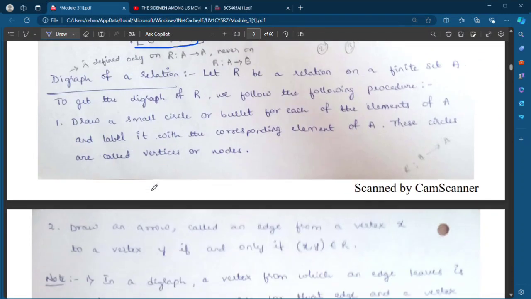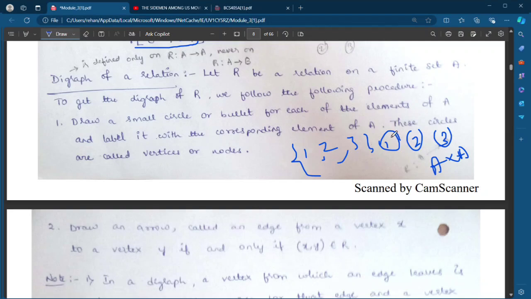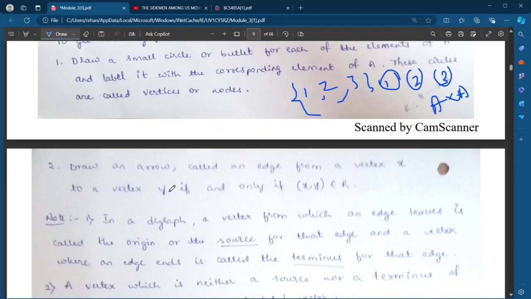Then the digraph of a relation. Now let us read this definition. Let R be a relation on a finite set A. To get the diagram of R, we follow the following procedure. There is a set, and if only one set has been taken, then it is nothing but an A cross A matrix. Draw a small circle or bubble for each element of A and label it with the corresponding element of A. Suppose A has 1, 2, 3, so I'll write 1, 2, 3 like this. These circles are called vertices or nodes.